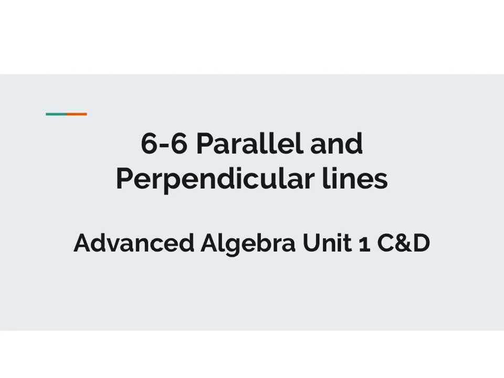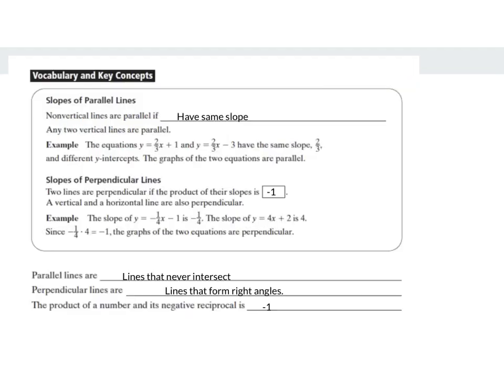This lesson we'll be looking at parallel and perpendicular lines. This is lesson 6.6 in our text. So non-vertical lines are parallel if they have the same slope.